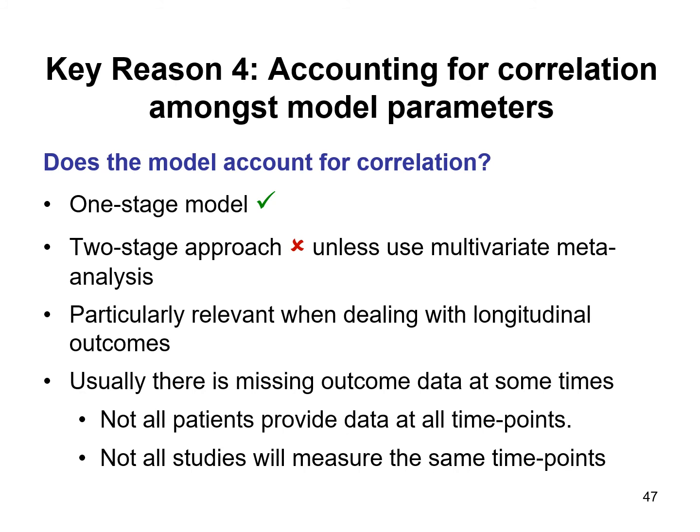So if you're looking at treatment effects at multiple time points, then you're going to get some studies which don't give you all the time points. Now, a 1-stage analysis would handle that more naturally than a 2-stage analysis would. If you do a separate analysis at each time point in a 2-stage, you will get differences to a 1-stage analysis which accounts for all the time points together, because the 2-stage approach isn't accounting for correlation, but the 1-stage approach is.